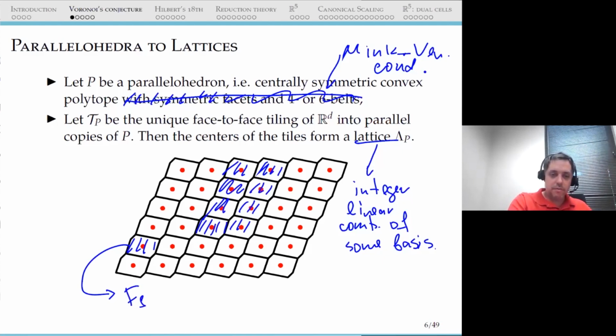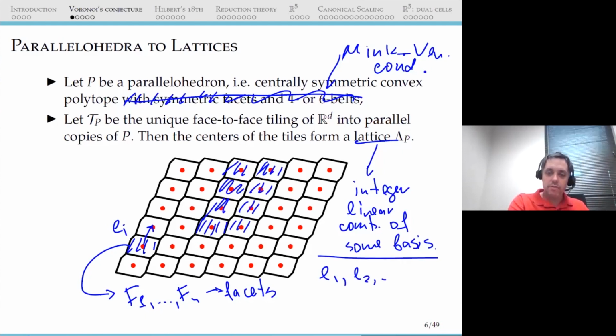Let's say F1 through Fn, these are all the facets. Then for every facet, we can get what is called a facet vector, E with index I. Basically, that's the translation that we need to use to attach another polytope, another copy, to that facet. And then we have the corresponding vectors, E1, E2, etc., En.